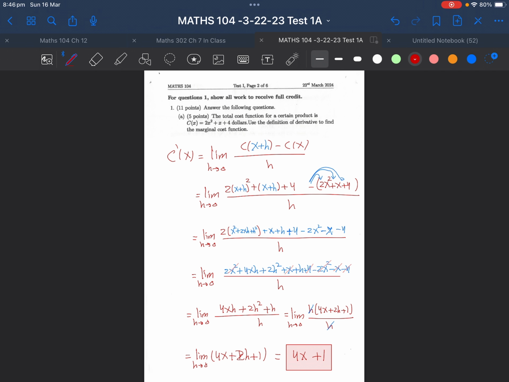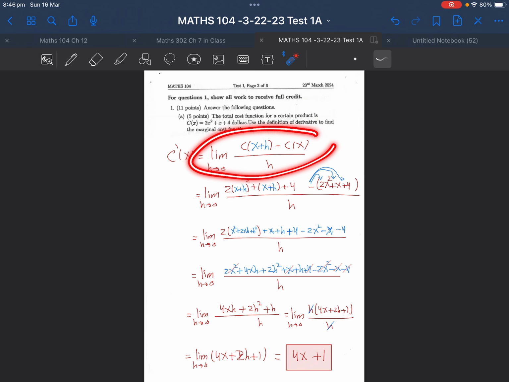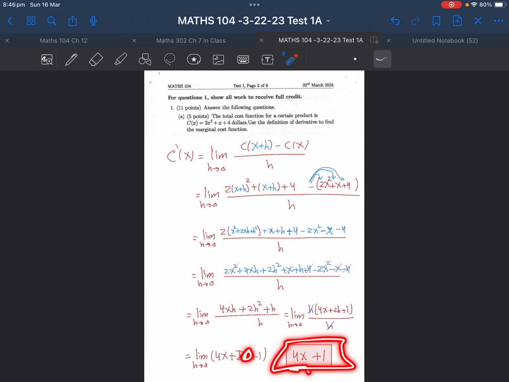So you can look at this solution. What we did, we used the definition of the limit. We substitute every x by x plus h. We expand the square. We distribute the 2. We distribute the minus. We did cancellation. We take h common factor. And finally, we substitute h equal to 0. We get 4x plus 1. Thus, these are the written part of this exam.